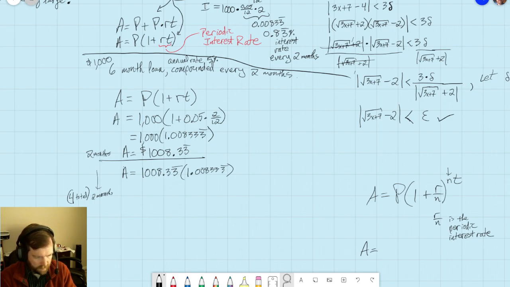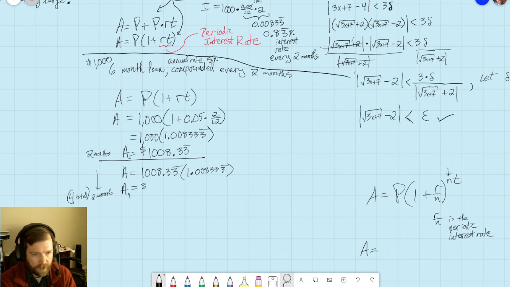Let's store that to R. Okay. So take this number, multiply by R again. So what happens is when we multiply these together, we end up with a new A value. We could say that this is like A sub 2 after 2 months, A sub 4 after 4 months.